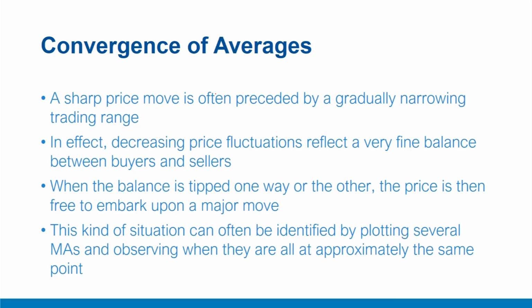Here a good strategy is examining the convergence of averages, how two averages converge together. Usually a sharp price move is often preceded by a gradually narrowing trading range like this: sharp price move and then trading range. In effect, decreasing price fluctuations reflect a very fine balance between buyers and sellers. Sellers who are putting the price down and buyers who are putting the price up. When the balance is tipped one way or the other, the price is free to embark upon a major move like this, up or down, depending upon which side wins, buying or selling.